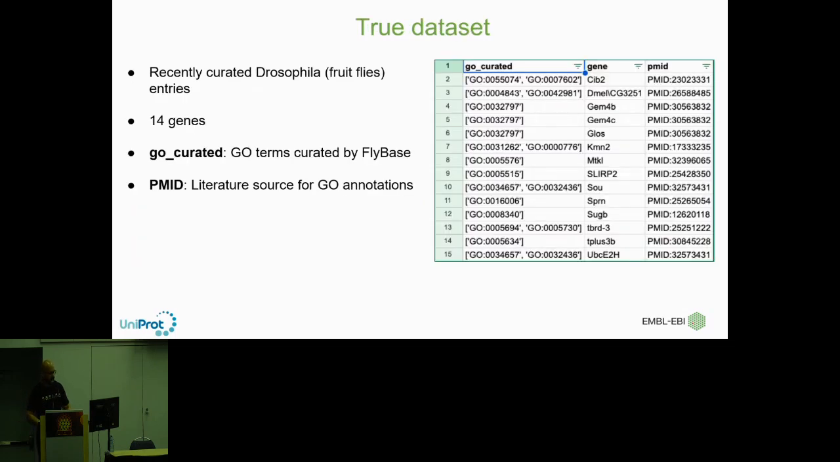In order to do evaluation, we created a true data set, which consists of 14 genes. It's a small set. And these are all the recently curated Drosophila entries by a curator. The last column you see is the PubMed IDs of all the papers which a curator read for the gene in the second column. And Go curated are the Go terms which were manually curated by the curator. So the idea is that we will compare these Go terms with the extracted ones.